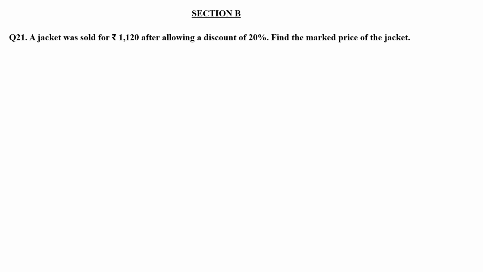We know that the formula of selling price is marked price minus discount, right? Now from here, if I have to get the formula for marked price, I have to transpose this discount to the other side. So marked price formula will become selling price plus discount, isn't it? Now, if you see the question, we have the value for selling price. Selling price is given as 1120 rupees.